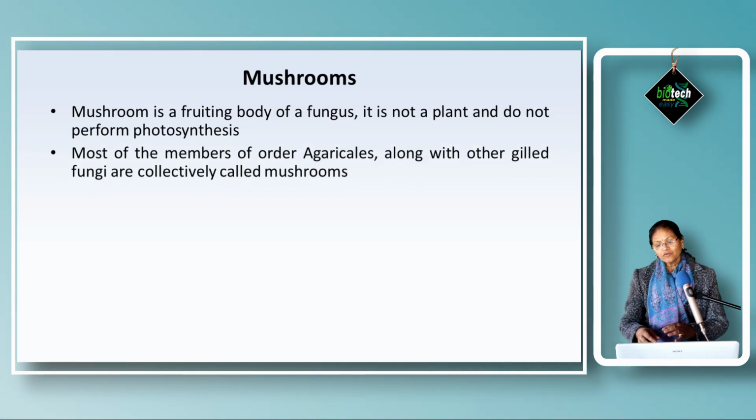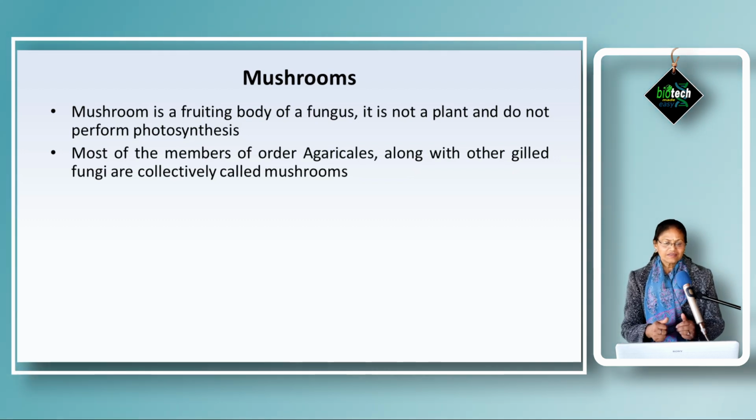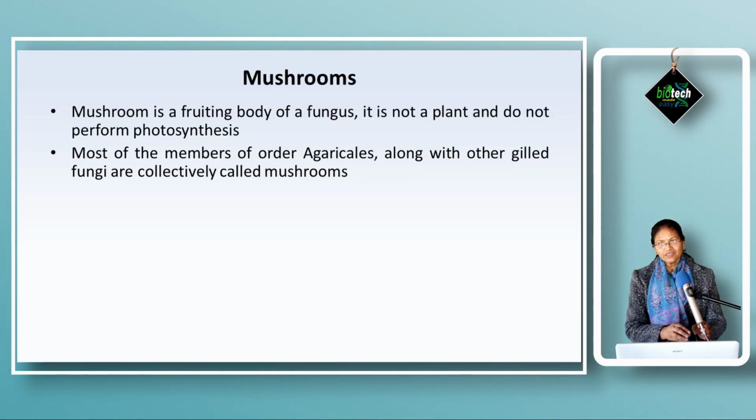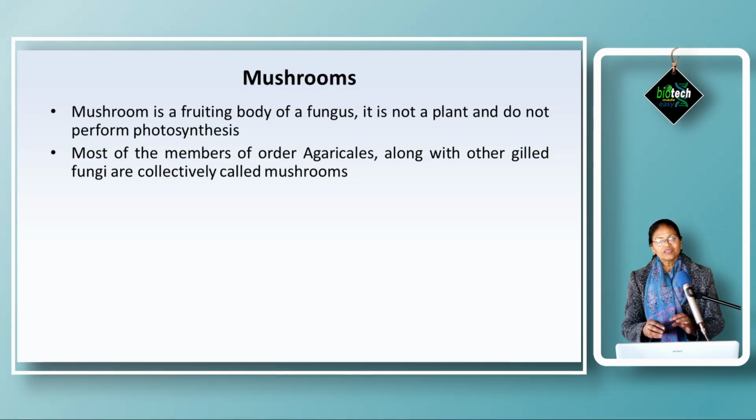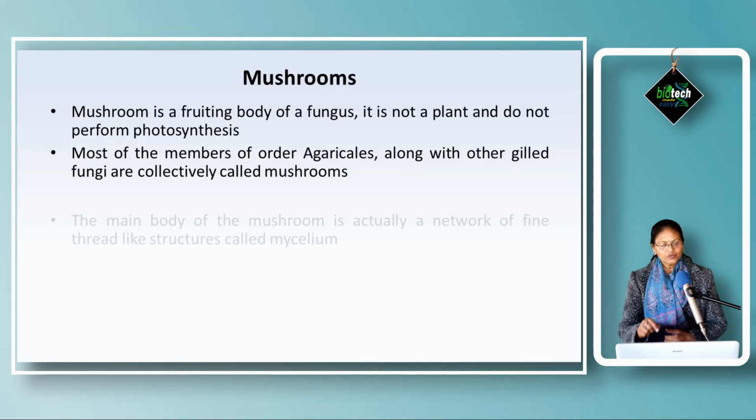Most of the members of order Agaricales, which belongs to Basidiomycetes, and also some other fungal species which have the gill structure, are collectively known as mushroom. So mushroom is not just a single species, but there are many species which are edible, which are fleshy, which grow above ground, and which belong to fungi. So they are collectively called mushrooms.